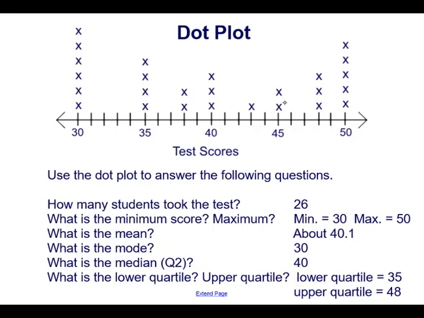And then the same idea with the lower and upper quartile. They're a little harder to see, but the lower quartile is the median of your lower data, which in this case is 35, and the upper quartile is the median of your upper data, which in this case is 48. So I think the easiest of all these things to see is the mode when you're looking at a dot plot, and then maybe how many students took the test, the total, and then the minimum and the maximum because you can see them. I think it's a little harder to see the mean, the median, and the lower and upper quartiles when looking at a dot plot.